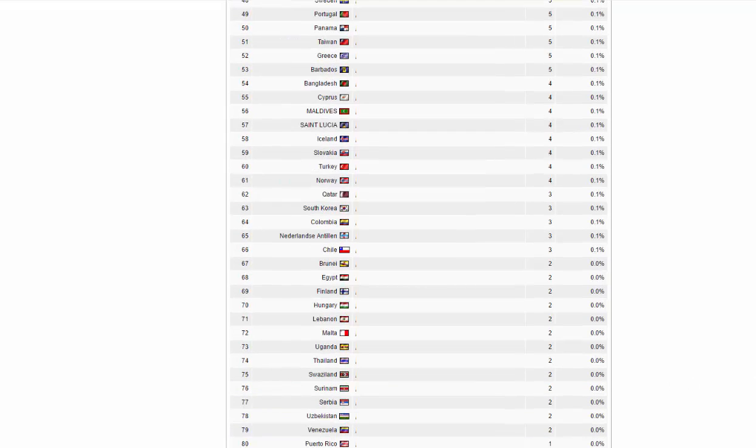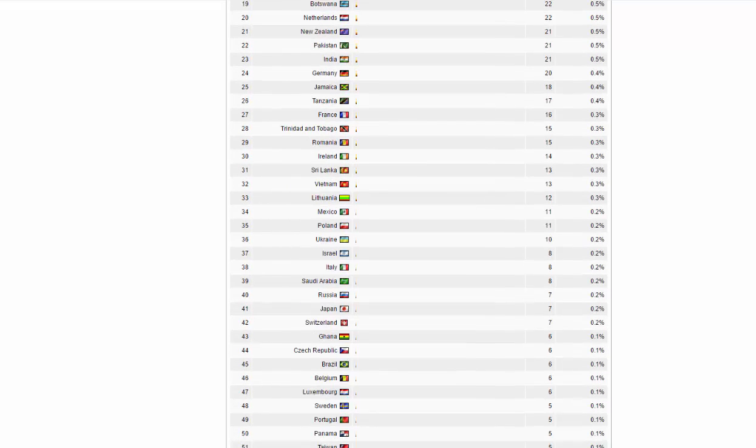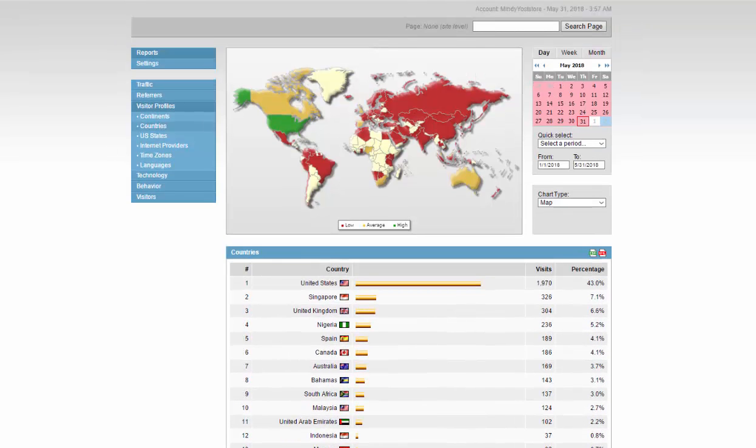When we look at the map of where people have visited from, I can't imagine that there are a lot of people in Central Africa who are going to be visiting my website. But I am surprised that I don't yet have anyone from Greenland, because I know that I did have someone from Greenland last year.